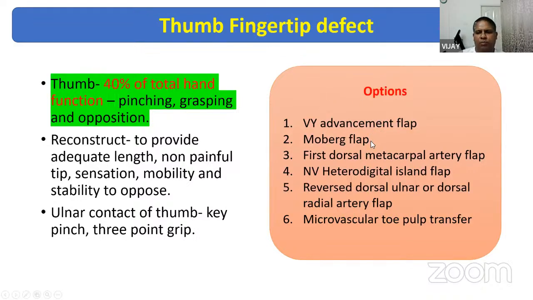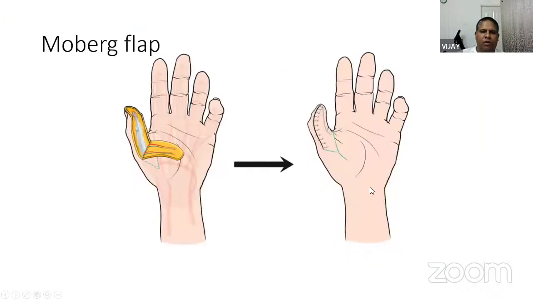There is also a flap called as Moberg, FDMA, neurovascular heterodigital island flap, reverse dorsal radial artery flap, and microvascular pulp flow transfer. In Moberg flap, it can be done only in the thumb because both the neurovascular bundles are taken in the flap and advanced. Some say there is IP joint contracture, but most of the time a good result is there.